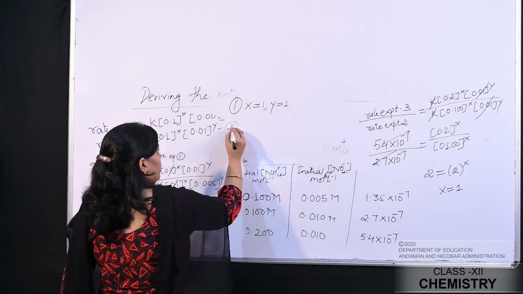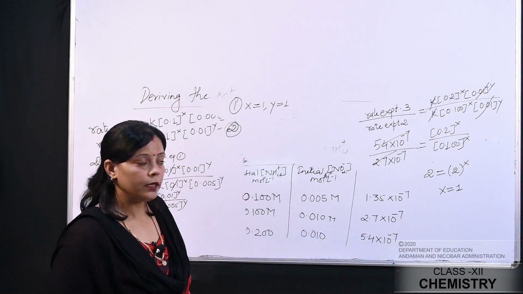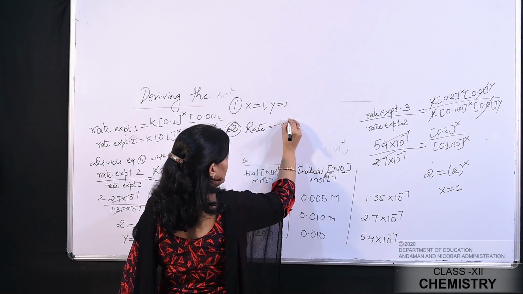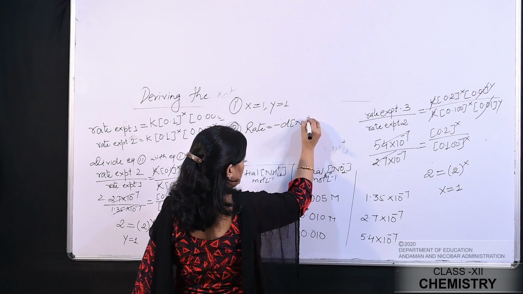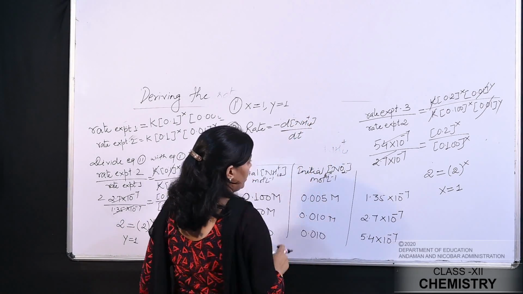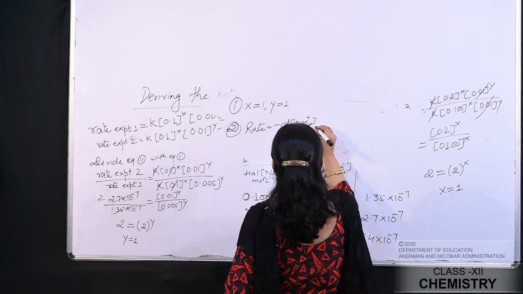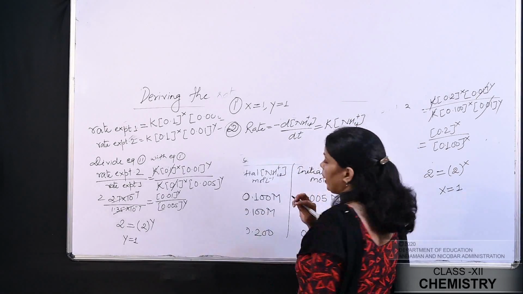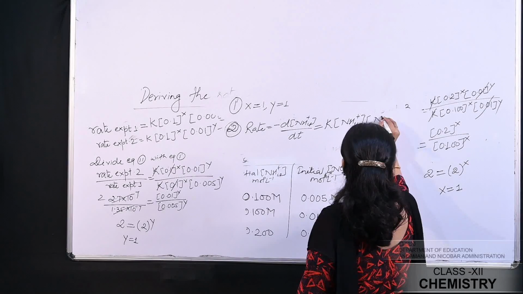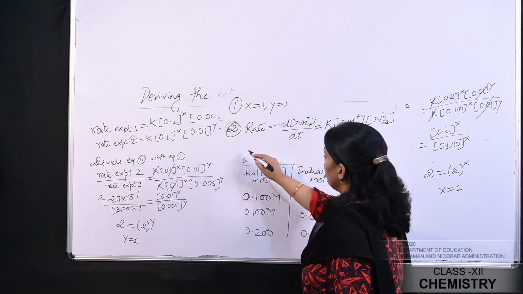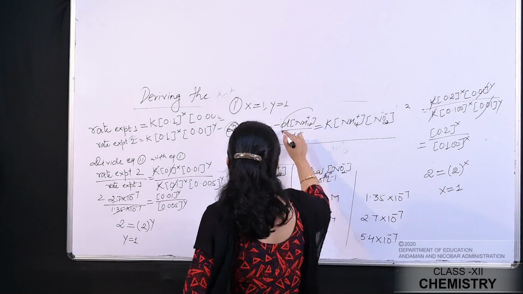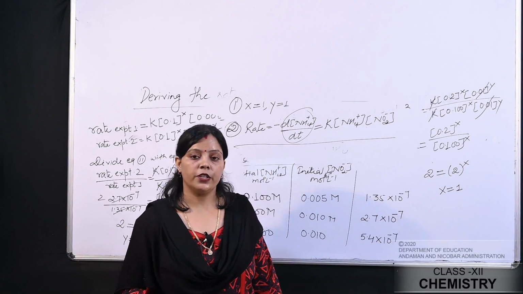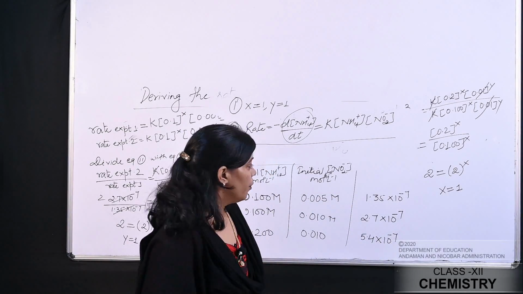So with the help of this initial rate method we can derive the rate expression, that is, the rate is equal to minus d ammonium concentration divided by dt. This is the differential rate expression, and this is equal to K NH4 positive power 1, because the value of x is equal to 1, and nitrite anion also raised to power 1. This is the differential rate equation for the reaction between the ammonium ion and nitrite anion to give the nitrogen and water molecules.